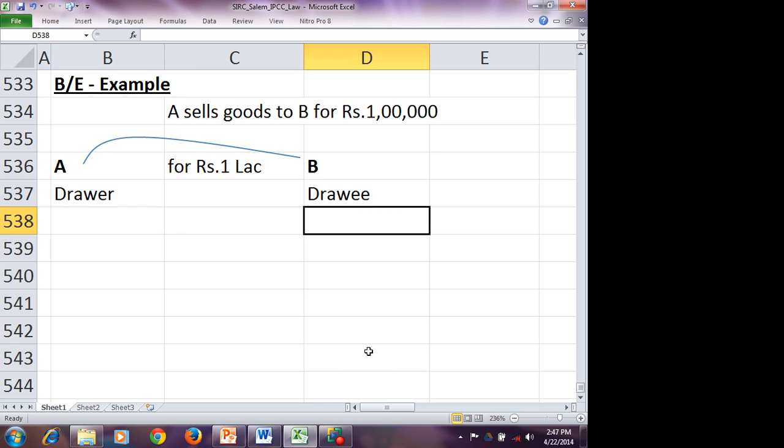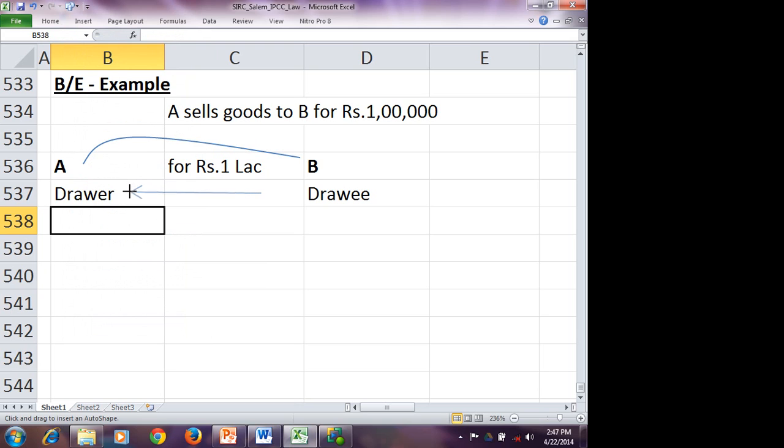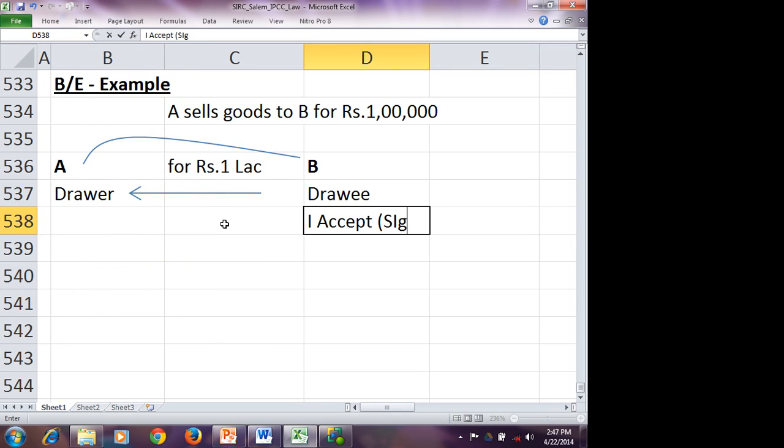Now B, what does he have to do? He has to accept the bill and send it back to A after acceptance. How will B accept the bill? He has to say I accept and put a signature, or at least merely put his signature on the bill, on the face of the bill or on the back of the bill, and send it back to A. Actually, in olden days, A will be from India, B is in England.